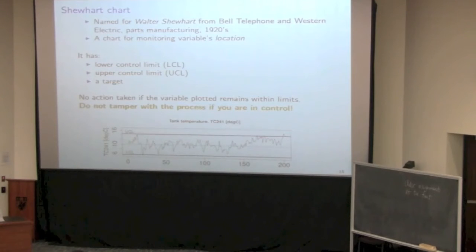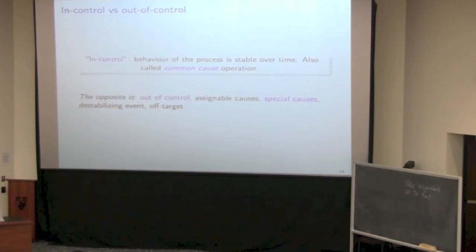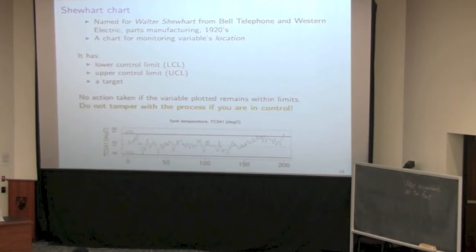Out of control operation means that something has taken place that's unusual. We say that there's an assignable cause. You may not know what the cause is yet. That's your goal as the engineer, to figure that out. But something has happened to cause an upset to the process, a destabilizing event, or we say you're off target. So that terminology is important to understand.